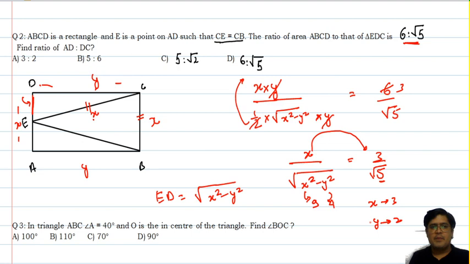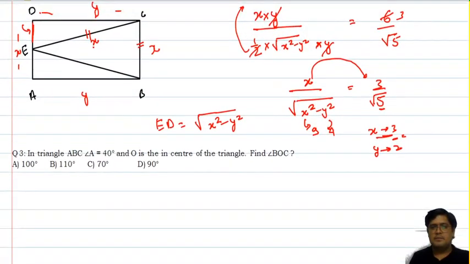The question was find AD upon DC. So AD is x and DC is y. X upon y is 3 by 2. That is answer option A. Again, think of this. Ratios of areas are given and ratios of sides are required. A lot of people will end up applying similarity here. This is not a similarity based question, guys. Let us move forward.